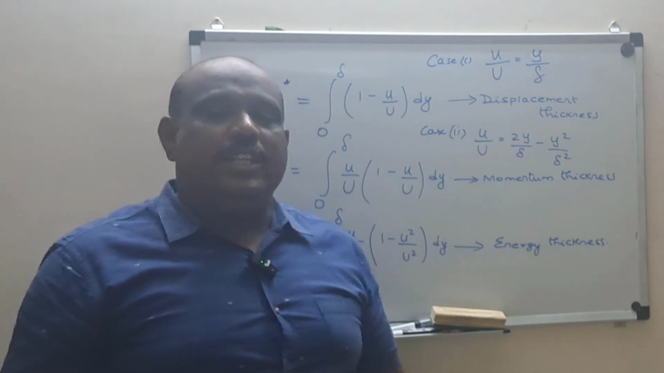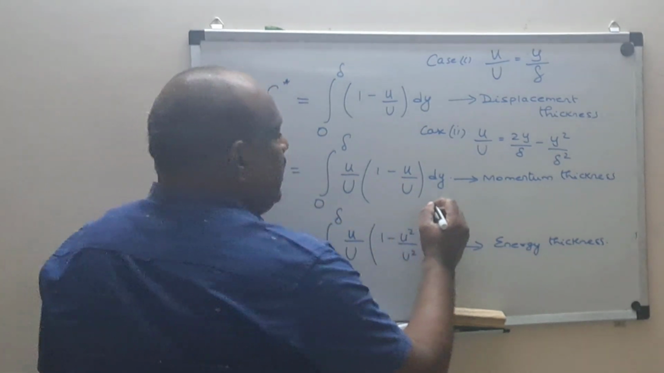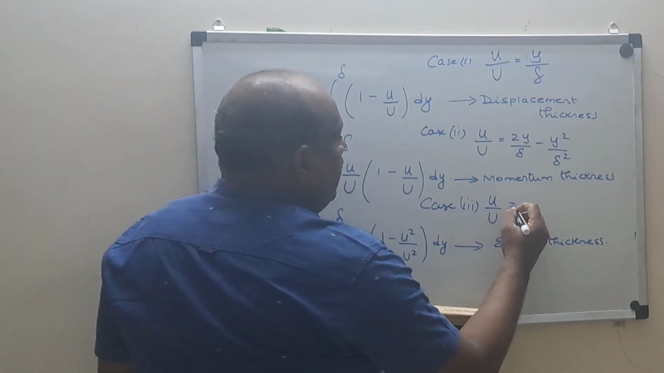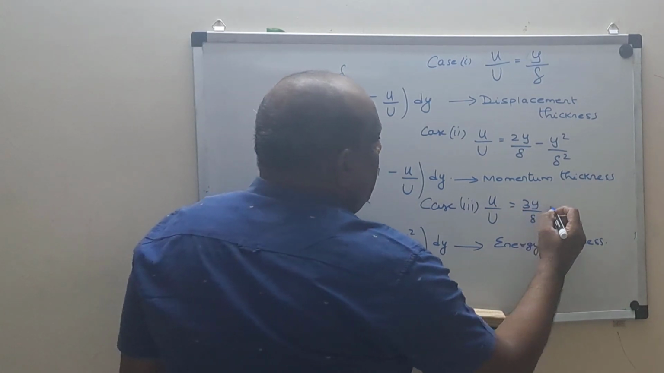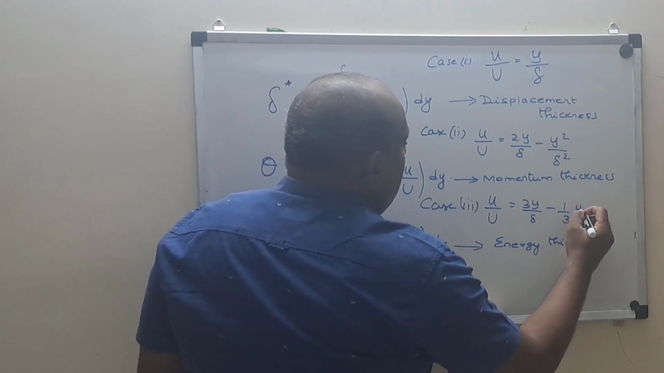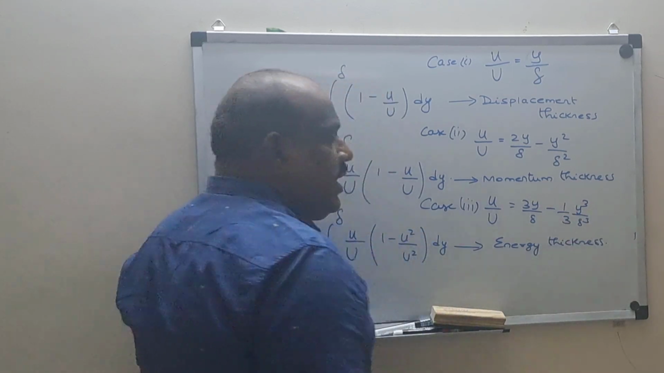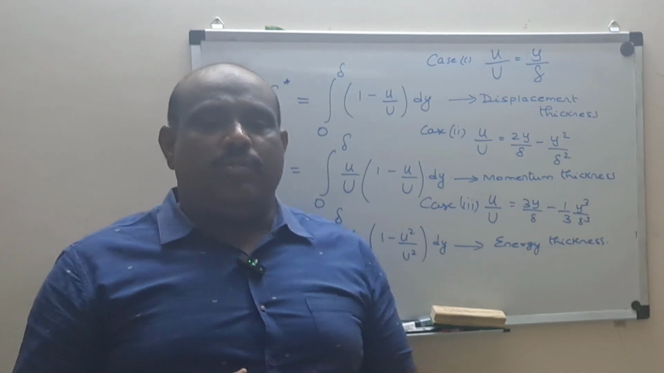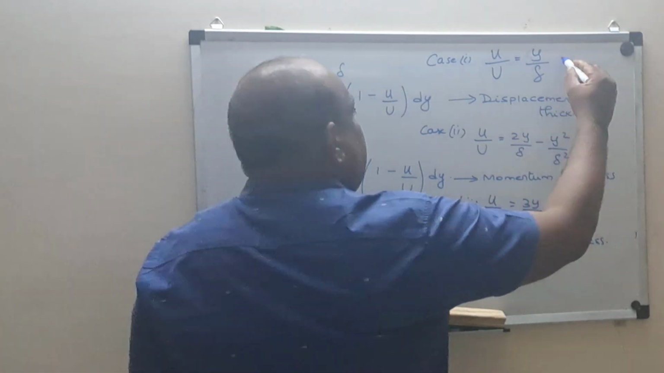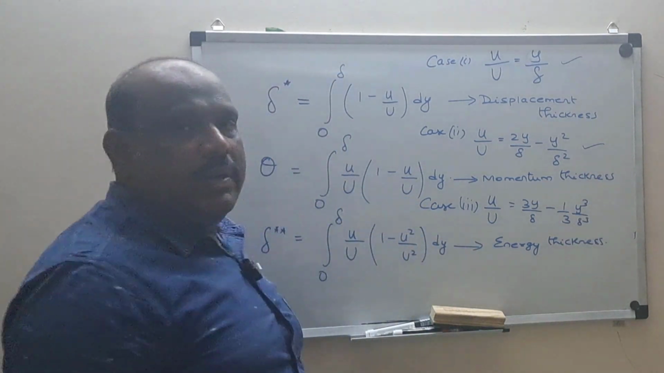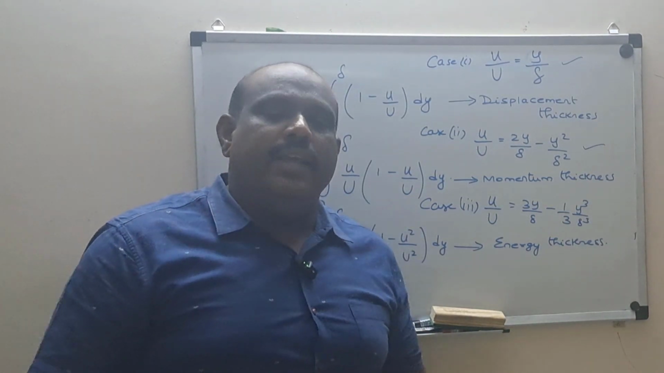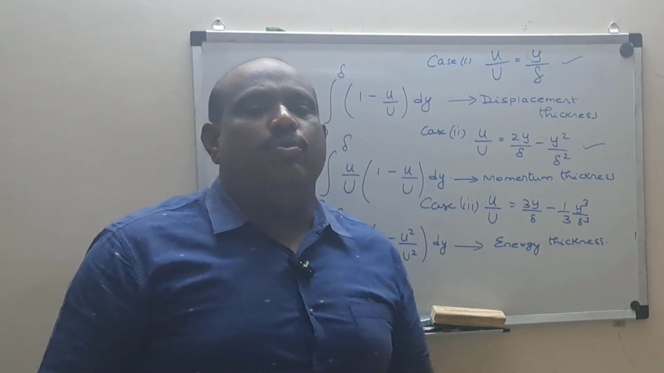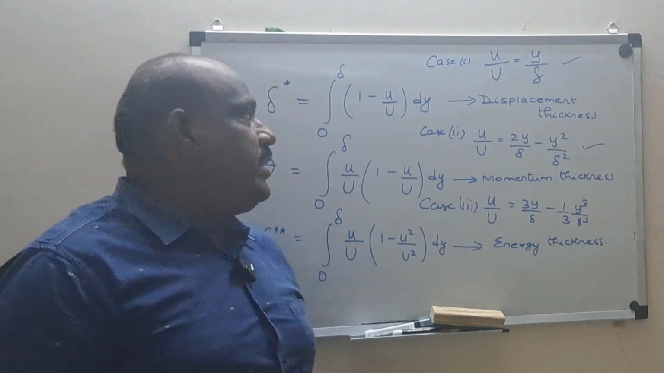They may give any expression in your examination. For example, for case 3, they can give u by capital U equal to 3 into y by delta minus 1 by 3 into y cubed by delta cubed. They can give the velocity profile in terms of any parameters. But today, let us take the first two cases and solve them in this section so that you will have confidence in the exam. If they give a different velocity profile, you will have the confidence to derive on your own. Let us now proceed.